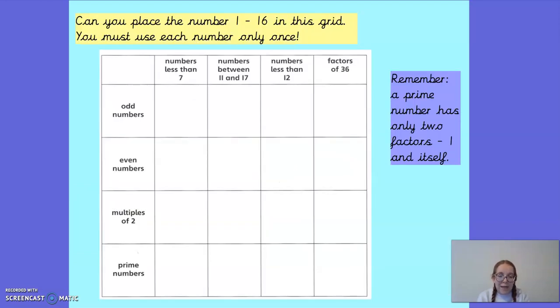And the very last one is a brilliant maths challenge for you guys. Take the numbers 1 to 16. Can you fill up this grid using the numbers only once? There is an answer to this one where every single number is used once. Can you find it? Now, a bit of a top tip for you. A prime number has only 2 factors, one and itself, so it's only going to have those antennae.